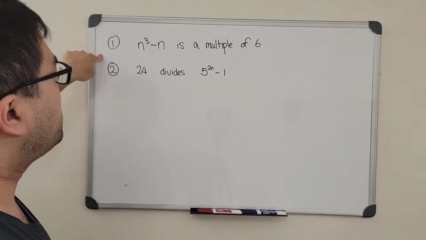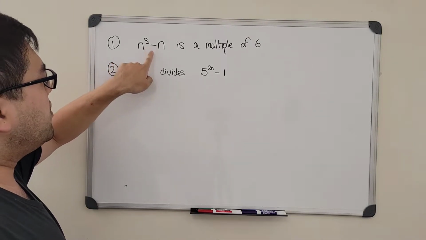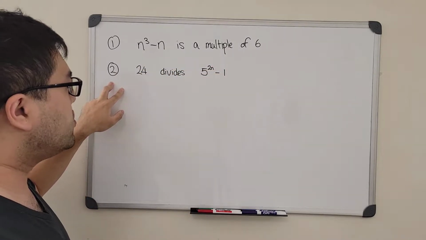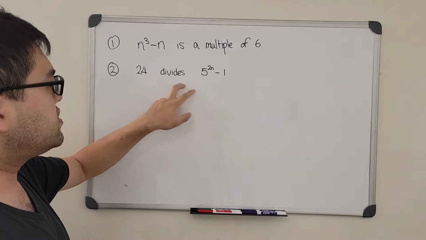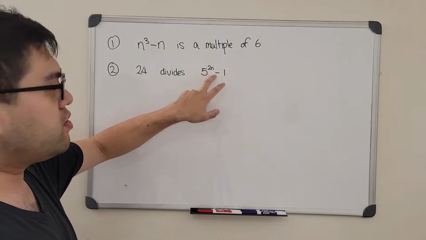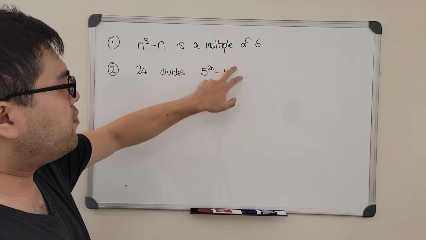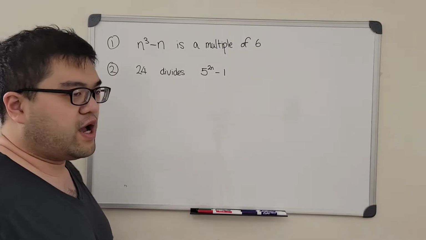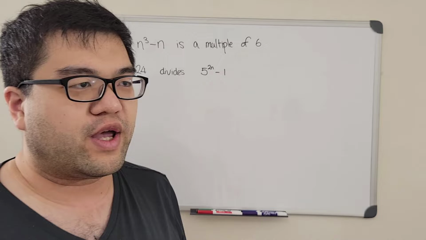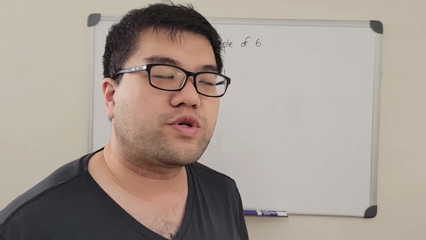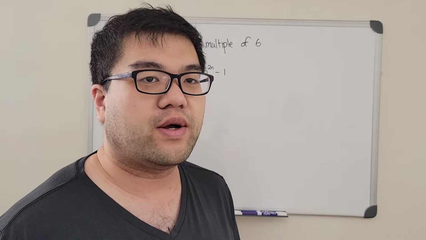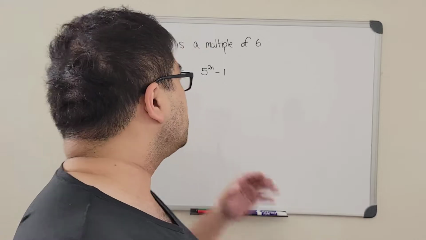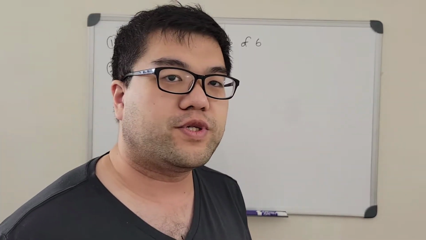First, we would like to prove that n cubed minus n is a multiple of 6. And then in the second problem, we're going to show that 24 divides 5 to the 2n power minus 1. And of course, in both problems, we assume that n is an integer. Now, suppose we have never taken any number theory course and don't know any tools that are used in number theory. Let's see how we can figure out the proofs for these two problems.